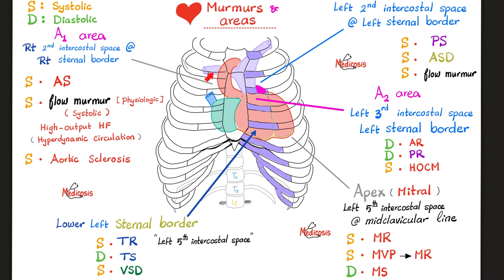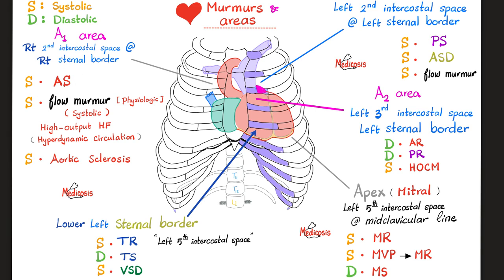This is the first aortic area. This is the second aortic area. This is the pulmonic area. This is the tricuspid area. This is the mitral area. It's A, P, T, M. A, P, T, M. Where do we hear the murmur of aortic stenosis?